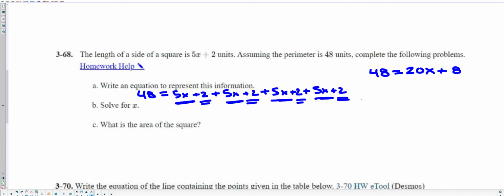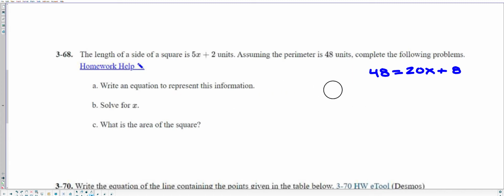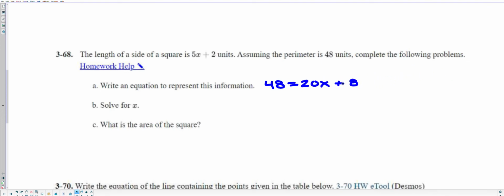So I'm going to go ahead and get rid of all this because we already did that. Right. So you can just say, you know what, this is our equation right here. Write an equation to represent. So 48 equals 20x plus 8. That would be the more simplified equation. Okay, but I do like that. 48 equals 5x plus 2 plus 5x plus 2 plus 5x plus 2 plus 5x plus 2. There's nothing wrong with that.